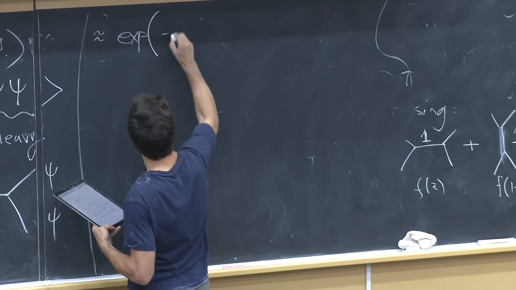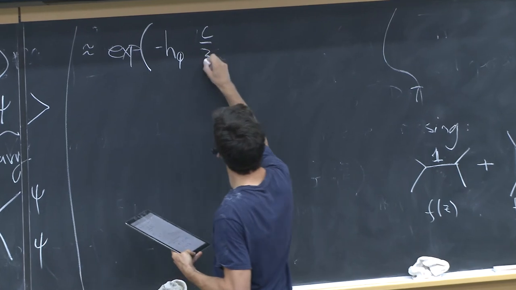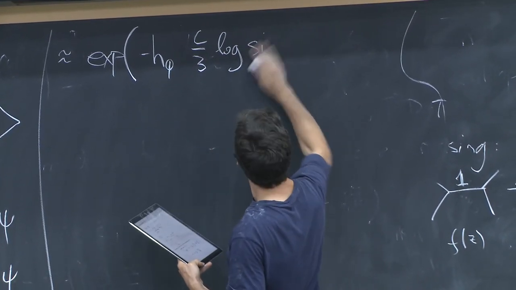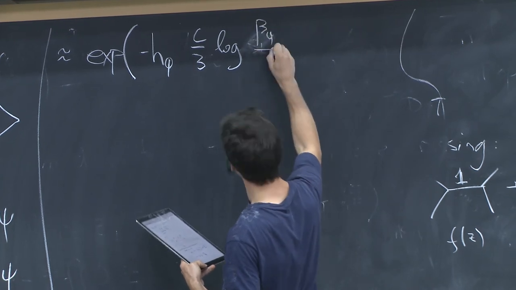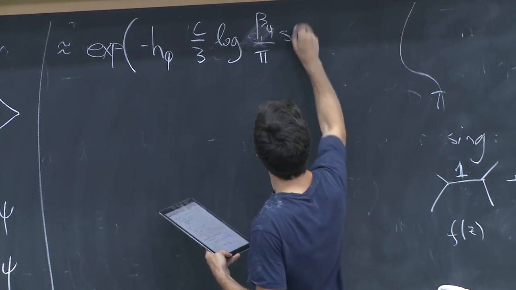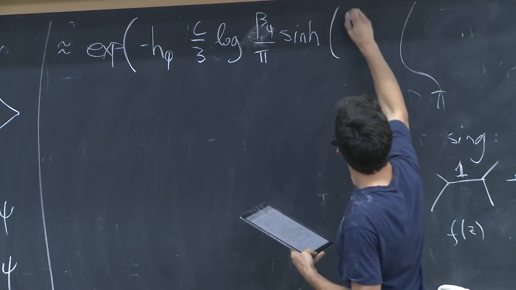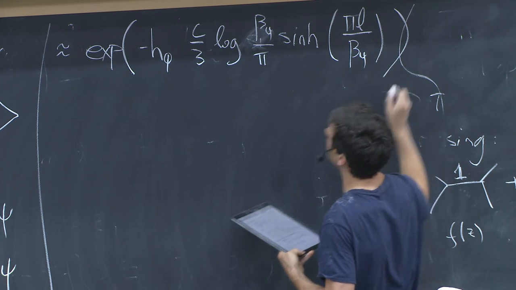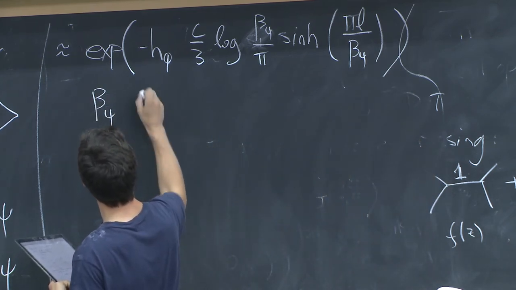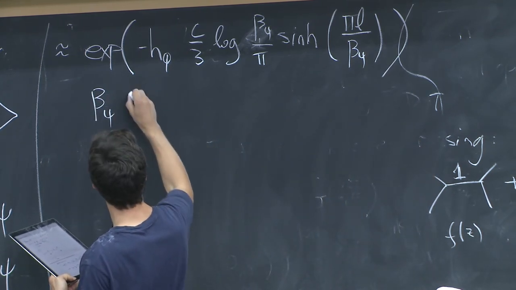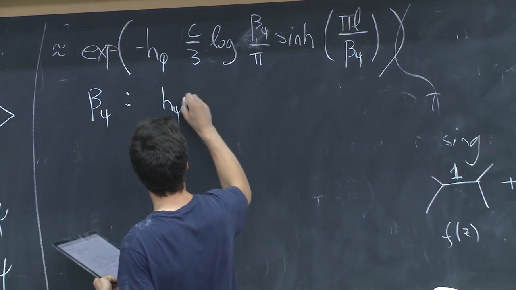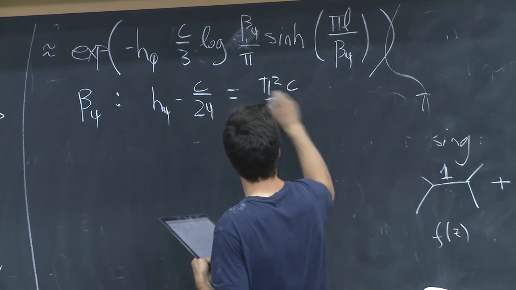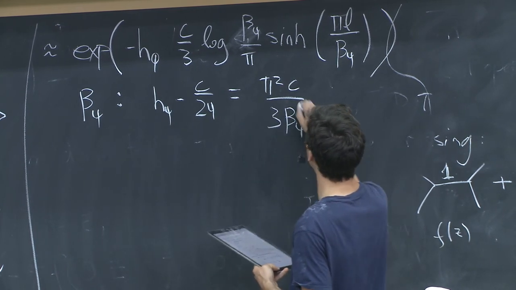exponential minus h phi c over 3 log of beta psi over pi sinh of pi l over beta psi, where beta psi is defined by the equation h psi minus c over 24 is pi squared c over 3 beta psi squared.